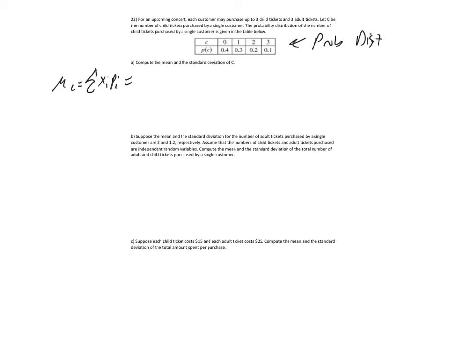40% of the time they buy 0 children's tickets, 30% of the time they buy 1, and so on. To calculate the mean, then, you have to take the value on the top, the 0, and multiply by its probability, plus the 1 times its probability, plus the 2 times its probability. Again, you do need to show this work. Not that it takes that long, but you can see it's a little bit of busy work, but that ends up being an answer of 1. So that means an average customer is going to buy 1 children's ticket to go along with whatever adult tickets they buy. So that is 1 exactly.